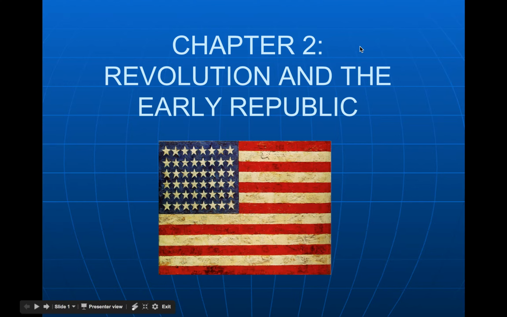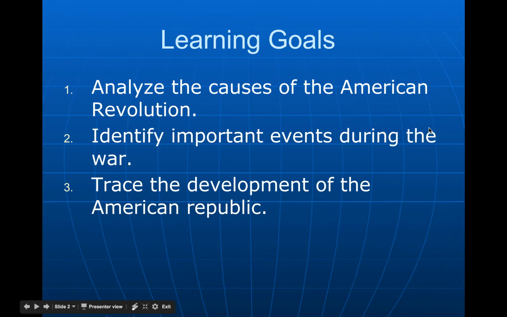All right, U.S. history. This is Chapter 2, Revolution and the Early Republic. This is a review chapter, so we're going to go through it quickly. It's building off of your Revolutions unit from Modern World History, which was your history class last year. But before we get started, I want to look at the learning goals for this chapter.